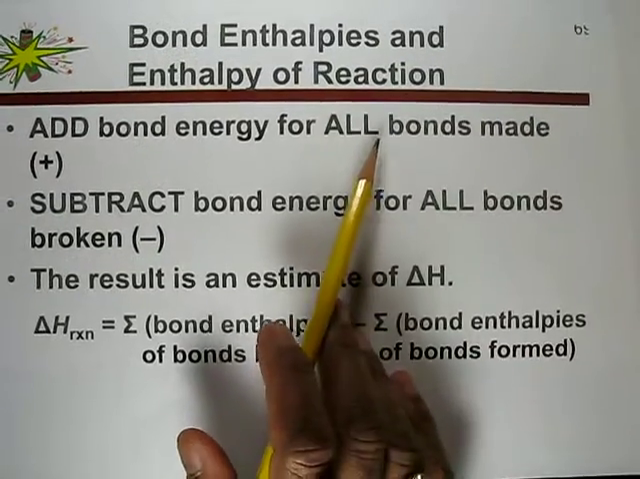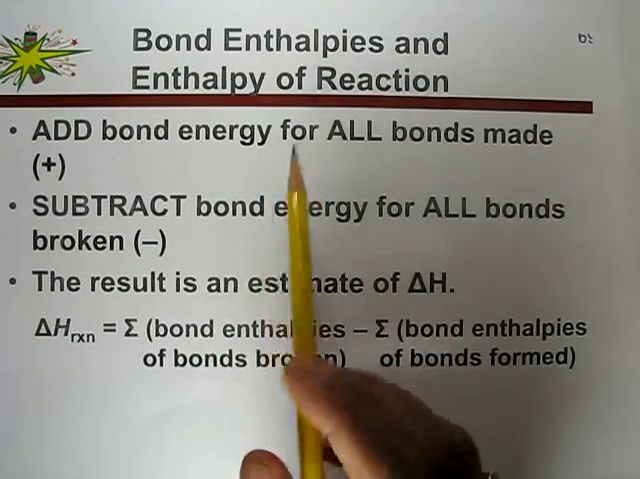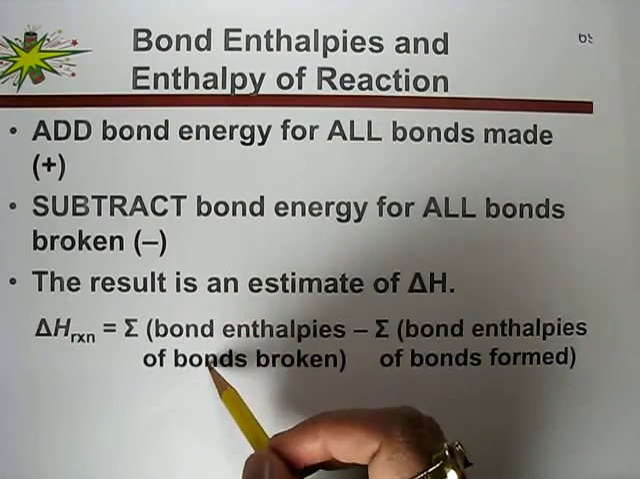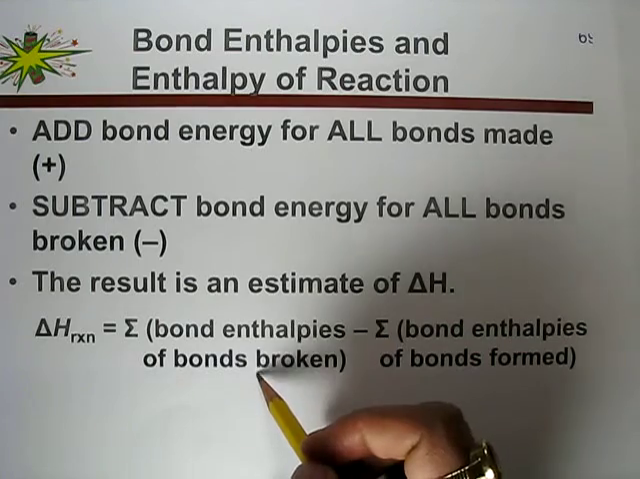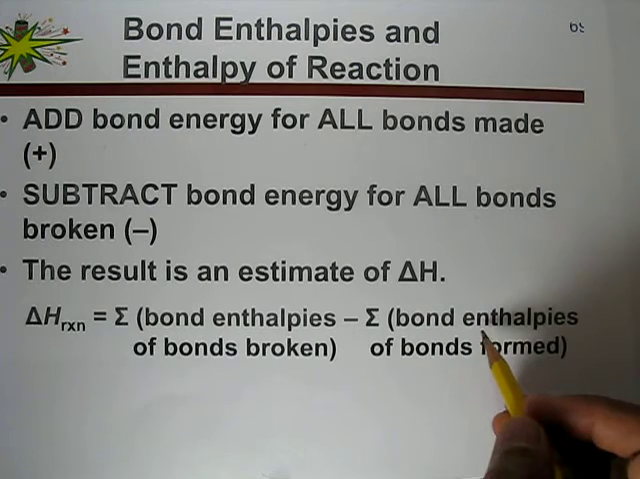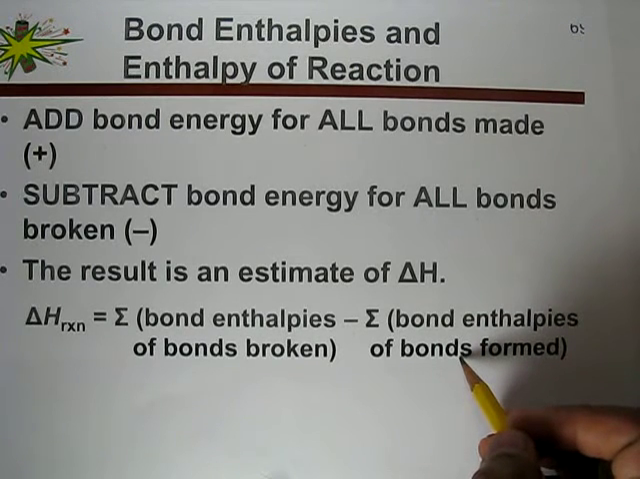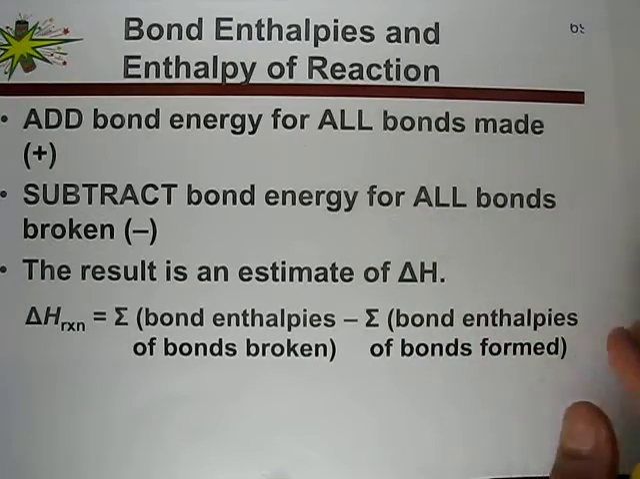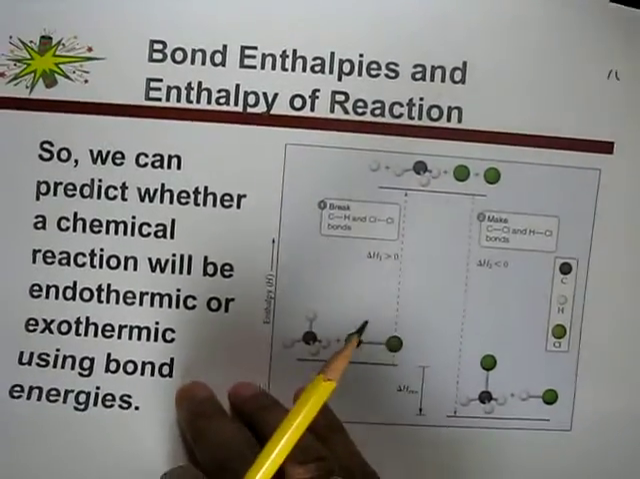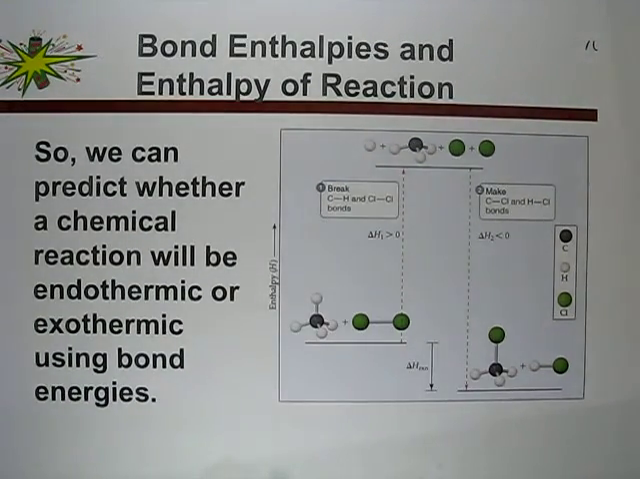So how do we calculate based on the bond enthalpy? If we have to calculate the enthalpy of reaction using bond enthalpies, we have to add all the bond enthalpies to break the bonds, and then subtract the total enthalpy of the bonds to make the bonds. So let's see an example here. Bond enthalpies and enthalpy of reaction.